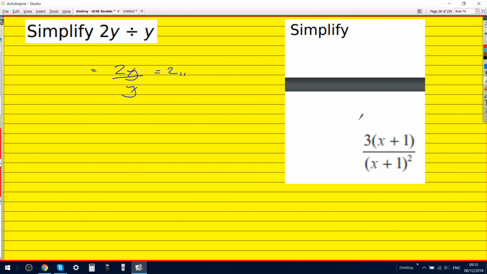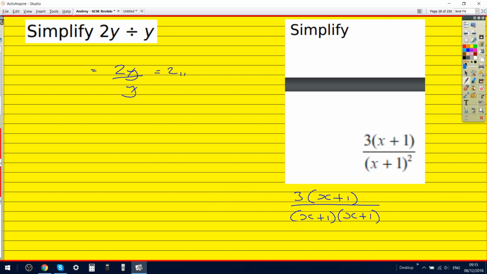So, do I need to expand these out? No. What you could do is write it twice. That might make it easier. Yeah. So would I cancel out one of the x plus ones, or both of the x plus ones from each side, and then I'll have 3 over x plus 1? That's it.